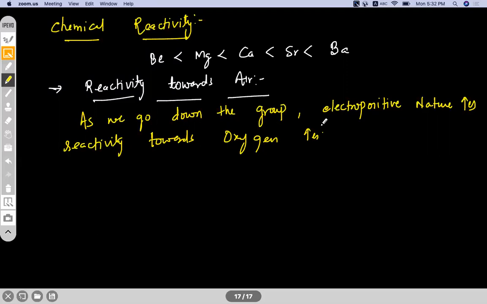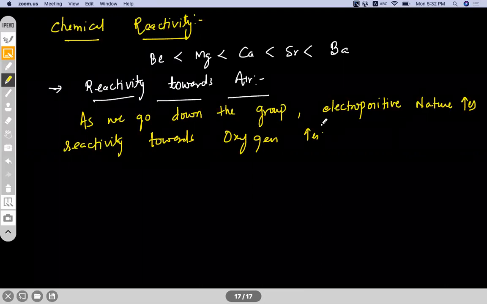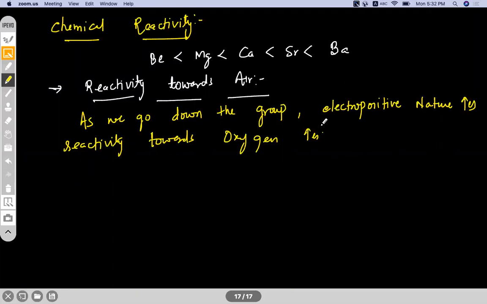Among all these elements, beryllium and magnesium do not react with oxygen easily. They form an oxide layer on the surface, and hence the further reaction is hindered. But at higher temperature, the reaction is possible. So write down this point.